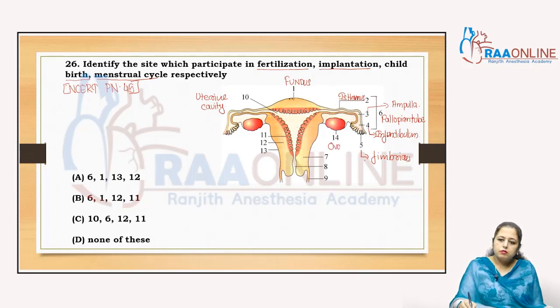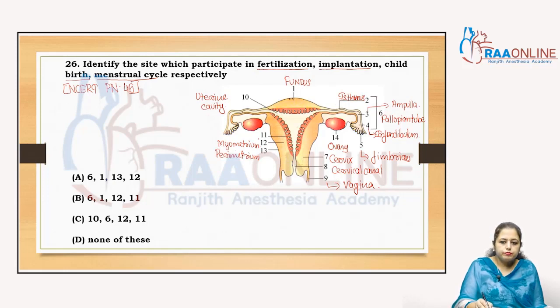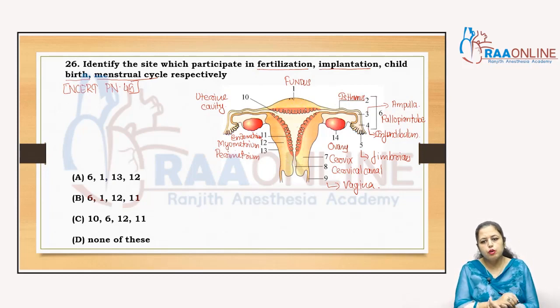14th is the ovary, that 7th is the cervix, the 8th is the cervical canal, the 9th one is the vagina, the 13th is the perimetrium, 12th is the myometrium, the thickest layer of the uterus, and that 11th is the endometrium. Right? So this is all about this structure.